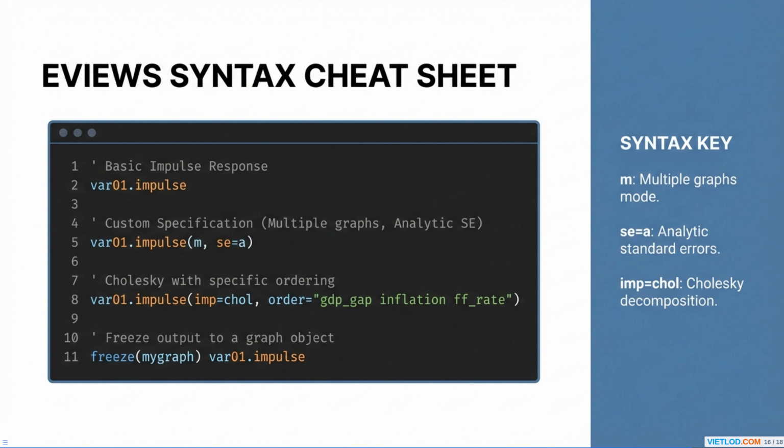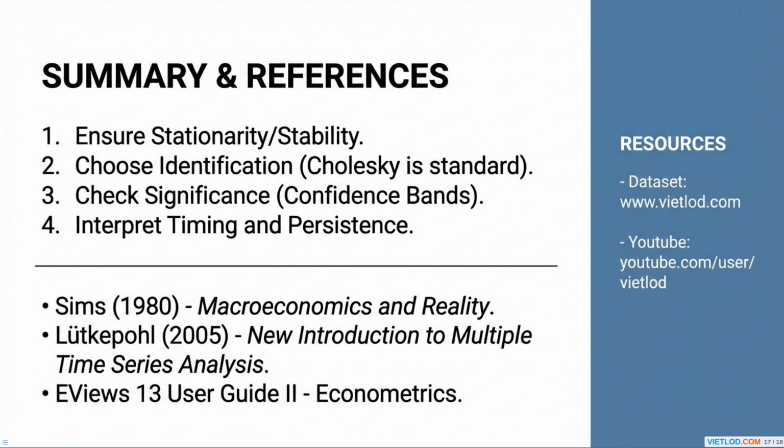To specify a Cholesky decomposition with a custom ordering directly from the command line, you use imp equals chol to specify Cholesky decomposition, and the order option, followed by your variable names in quotes, such as order equals GDP gap, inflation, FF rate. Finally, a very useful command is freeze. This command captures the current output, such as a set of impulse response graphs, and saves it as a permanent graph object in your work file. You would use freeze(mygraph) var01.impulse, where mygraph is the name you assign to the saved graph object. This allows you to easily edit and export the graphs later.